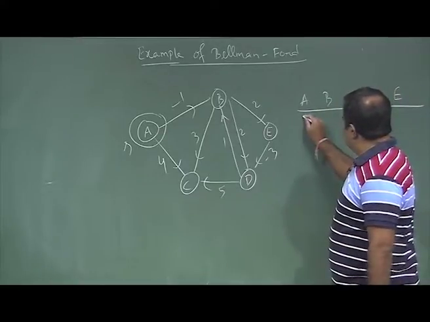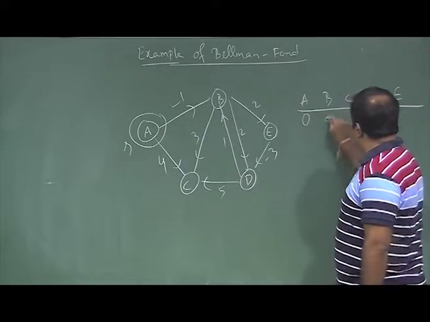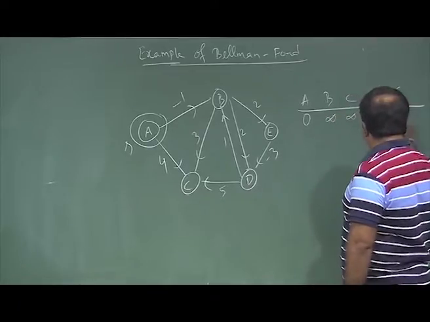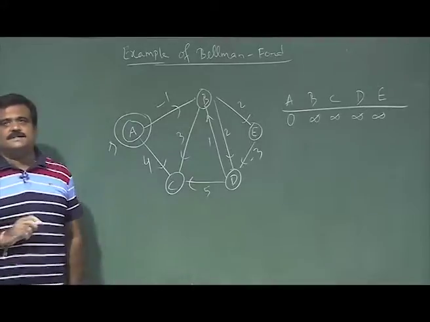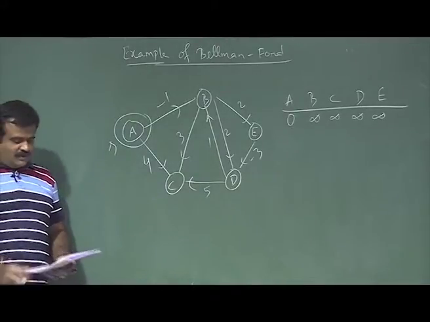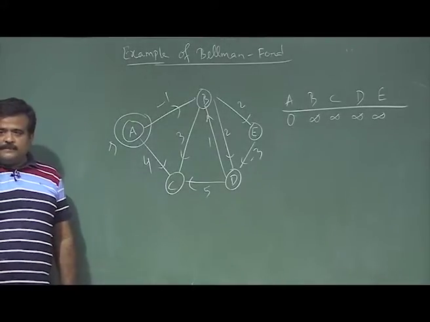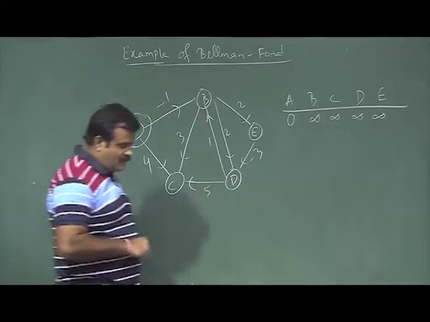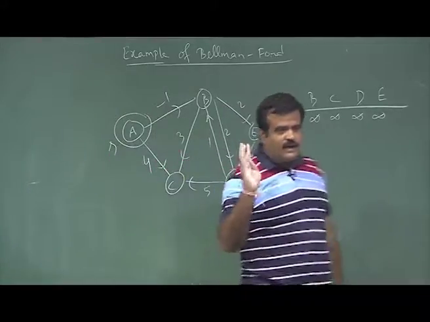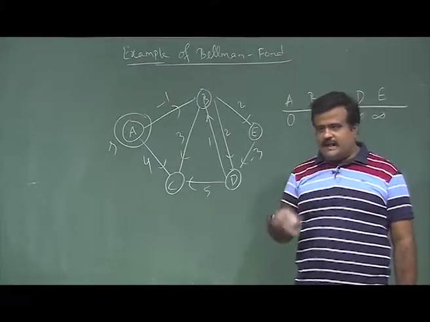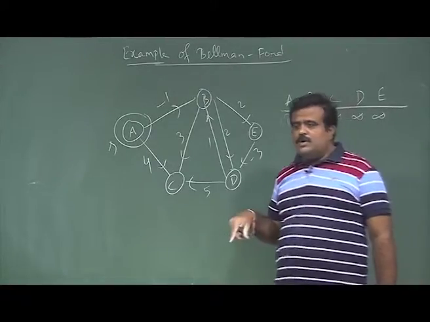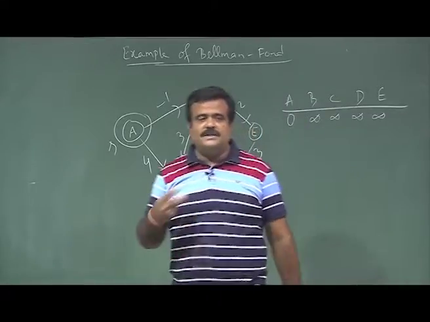So this is where we are assigning 0 to the source and infinity to each of the others. This is the initialization step: the source vertex has distance 0 and each of the others is infinity. Now we have an outer loop from i equal to 1 to V minus 1 times, and in the inner loop we have to run it for how many times?